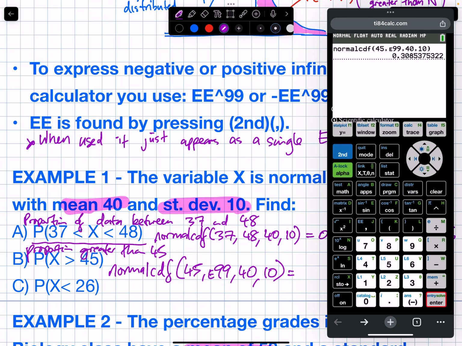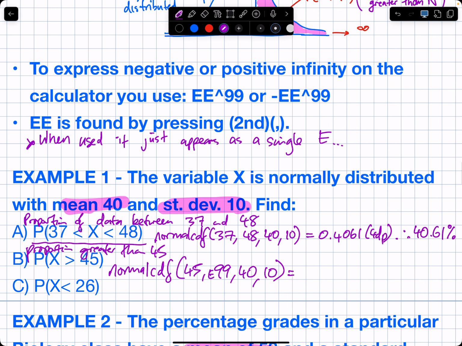That is telling me 0.3085 for dp. Therefore, 30.85% of that data is above 45. Get that example.